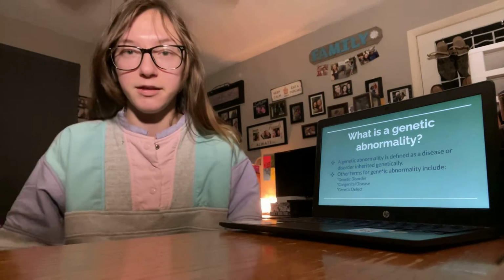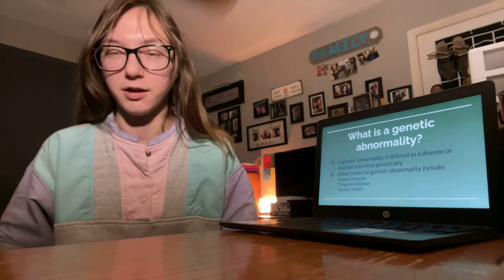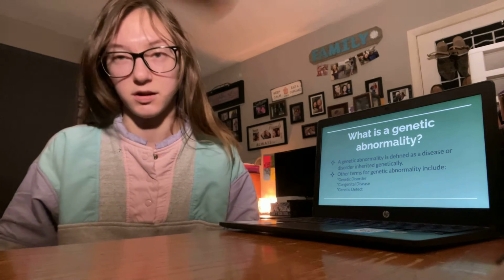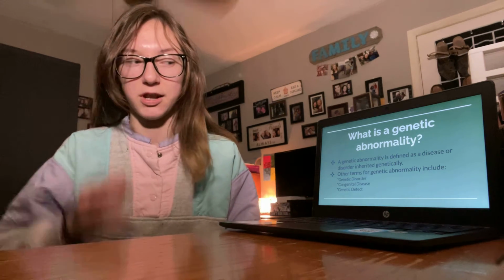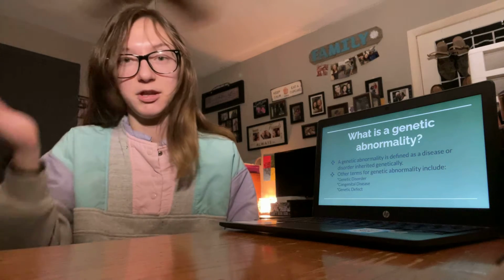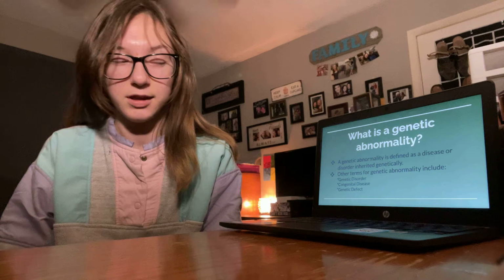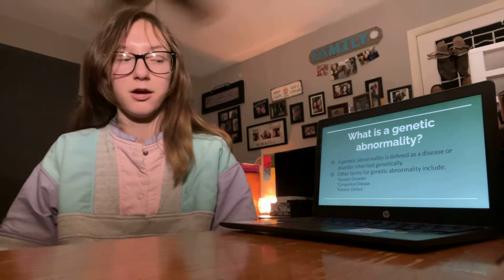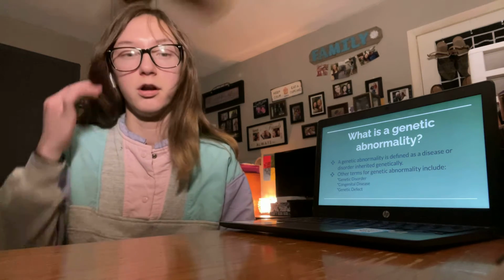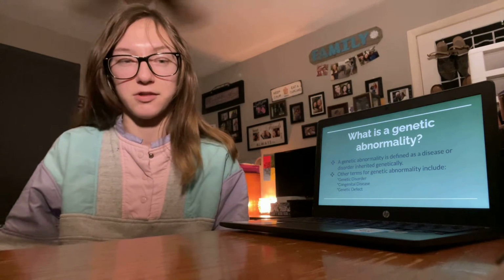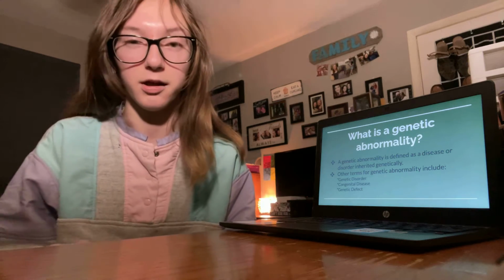So, what is a genetic abnormality? Well, a genetic abnormality is defined as a disease or disorder that is inherited genetically. You can also find other terms for genetic abnormalities, and some of these can include genetic disorder, congenital disease, and genetic defect. Often, when you see talk about a genetic disorder, you'll see the words abnormality, disorder, defect. Congenital is also used a lot in general.